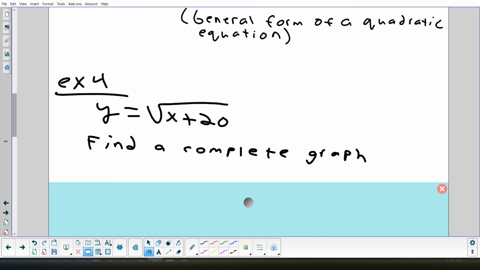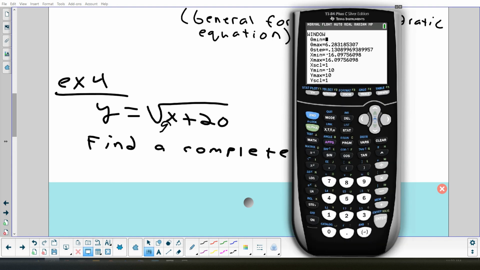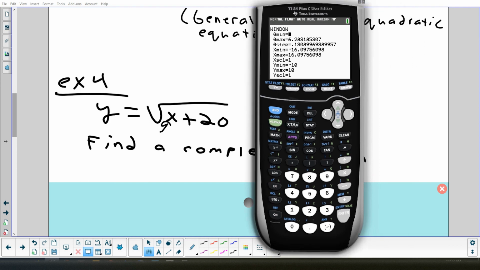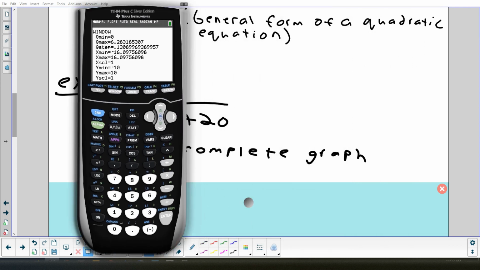So think about x. X can't be anything you want. X couldn't be negative 100. That'd be a problem if you tried to plug that in. What numbers would be okay to plug in for x so that I don't end up with a negative under the square root? Negative 20 or above. Negative 20, negative 19, 18. So that tells me where my x min and x max should be.